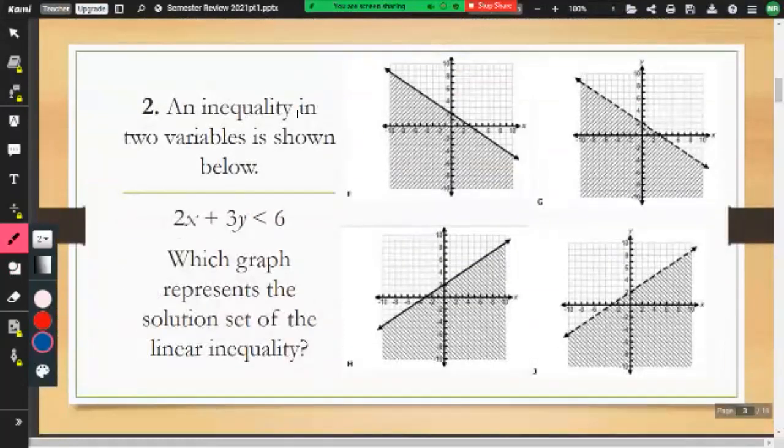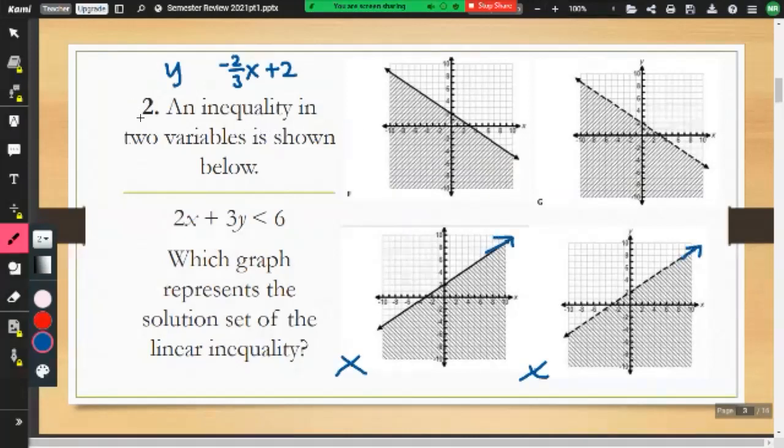Number 2, you have your own graph on yours. So all you have to do is match it up. What was the inequality after you were done solving? You got Y is what? Negative 2 over 3x plus 2. So I can go ahead and eliminate H and J because both of those lines are going up.